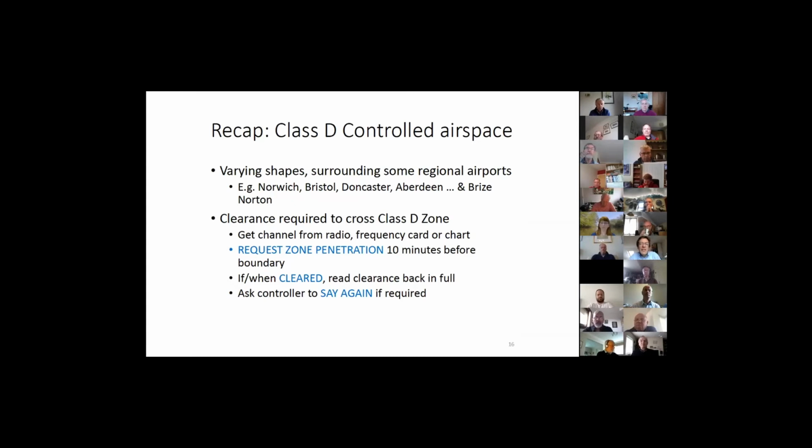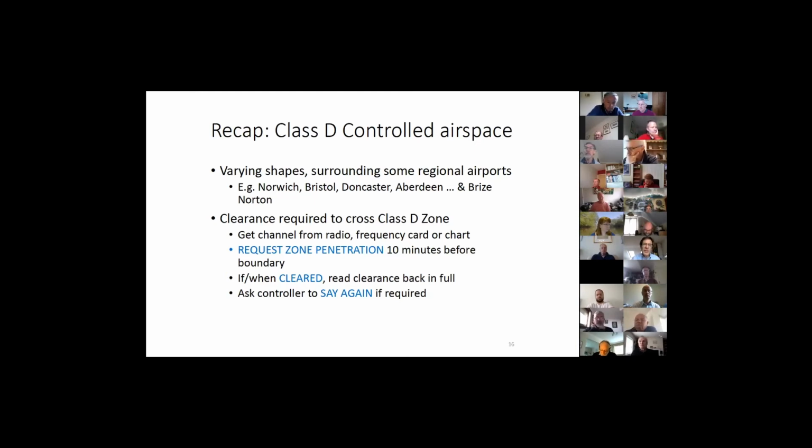There is Class D in varying shapes surrounding some regional airports, such as Norwich, Bristol, Doncaster and Aberdeen, and also around RAF Brize Norton. Different shapes marked on your chart, and typically going from, in the case of Brize Norton anyway, going from the ground to 3,500 feet. A clearance is required to cross a Class D zone to enter that airspace.